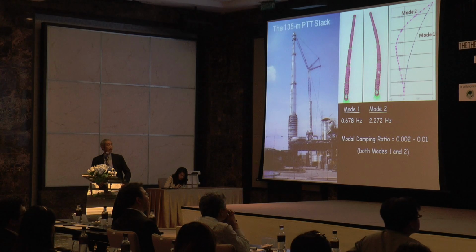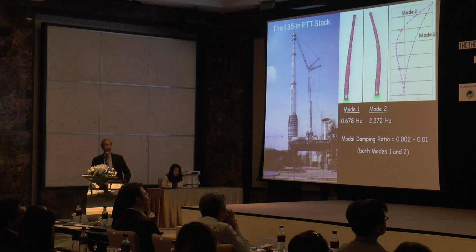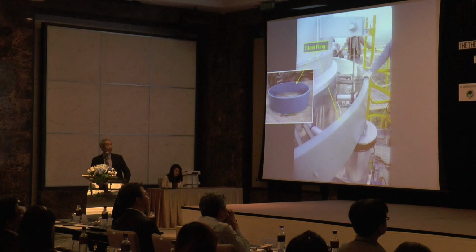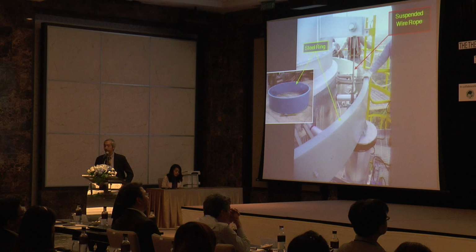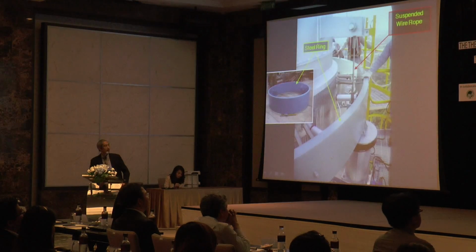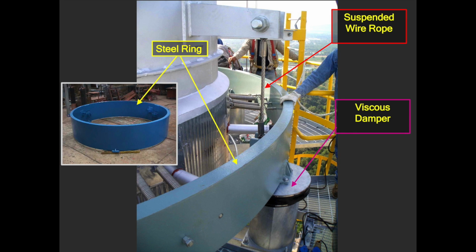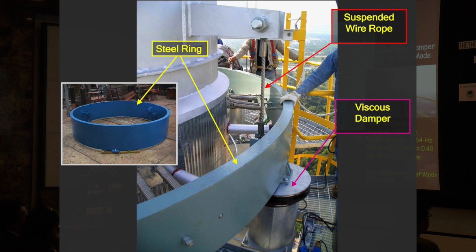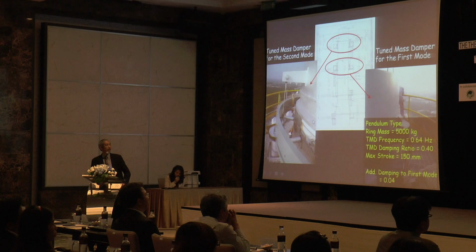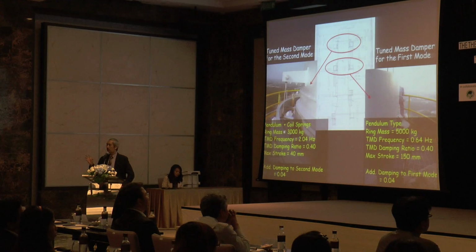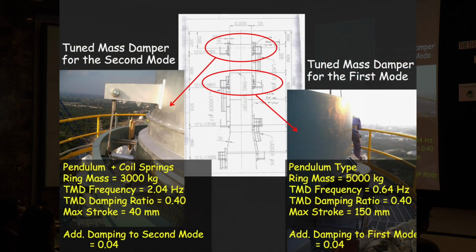So in this project, we then propose to adopt this measure called a damper. This is a kind of steel ring hung on top of the stack, connected by wire rope and this hot damper. And we put 2 of them on the top of the stack. One of them is designed for the first mode with a swing mass of 5,000 kilograms. Another one is 2,000 kilograms, designed for the second mode.